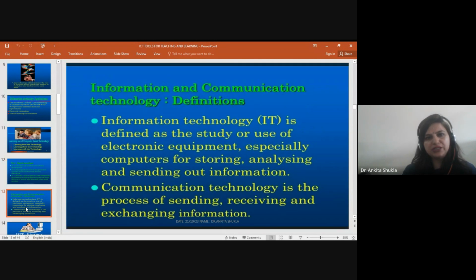Information and communication technology. Information technology is defined as the study or use of electronic equipment, especially computers, for storing, analyzing, and sending out information. Communication technology is the process of sending, receiving, and exchanging information. ICT for developing instructional materials.